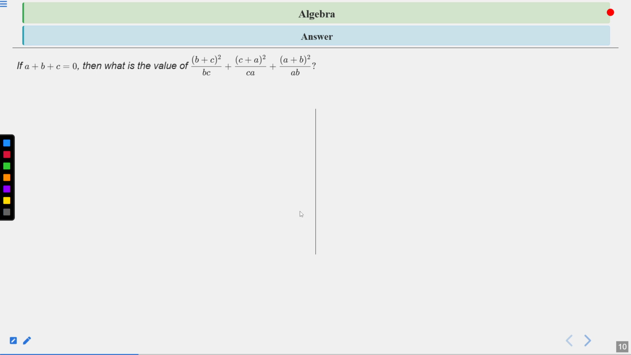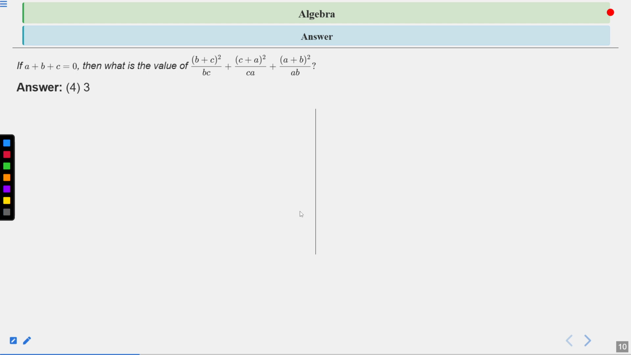So the question says that if a plus b plus c equals 0, then what is the value of (b plus c) whole square upon bc plus (a plus c) whole square upon ca plus (a plus b) whole square upon ab? So we use the formula of algebraic identities and we can solve it.